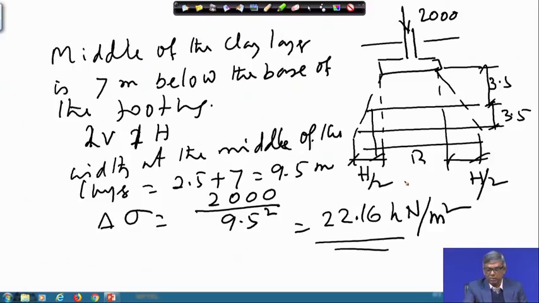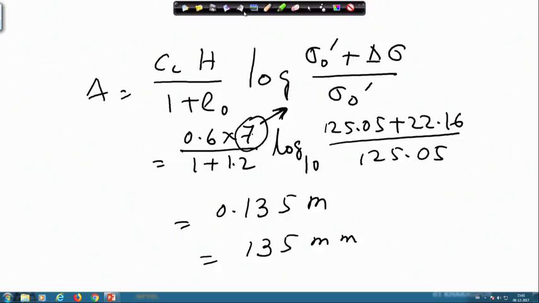So, this is the calculation of delta sigma, and after knowing C c, then e, then your value of sigma naught dash, then delta sigma, we can finally use this formula to get the total settlement. So, this way one can calculate the settlement.